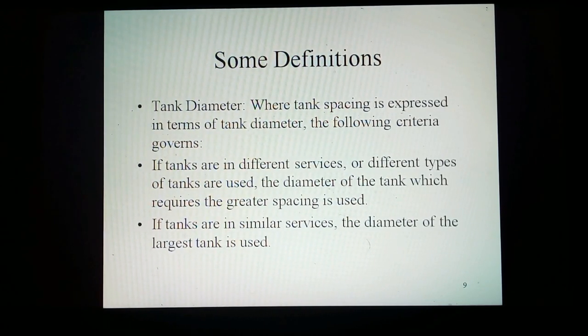Tank diameter. Where tank spacing is expressed in terms of tank diameter, the following criteria govern. If tanks are in different services, or different types of tanks are used, the diameter of the tank which requires the greater spacing is used. If tanks are in similar services, the diameter of the largest tank is used.